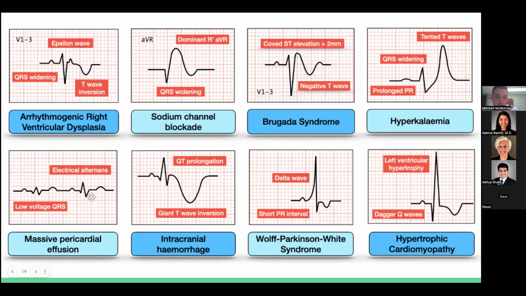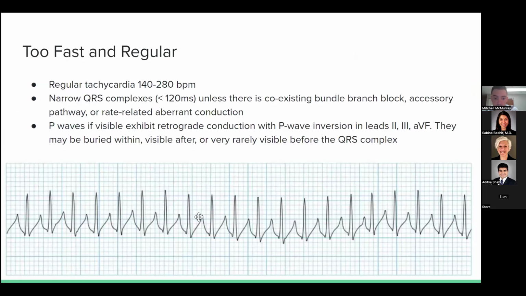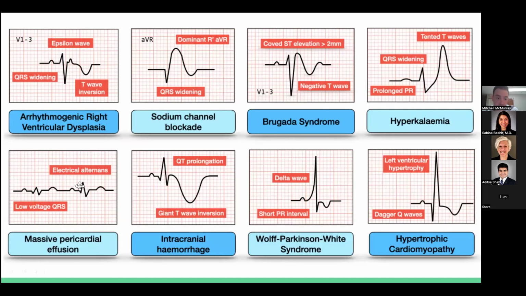Pericardial effusion looks like this. You know how these QRS complexes are normal size. These, contrasted, are much smaller. We call this low voltage. That's because the EKG leads can't get to the heart because there's a big amount of fluid sitting on the heart.